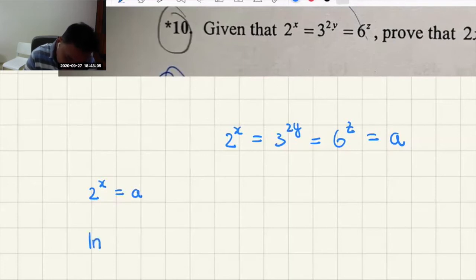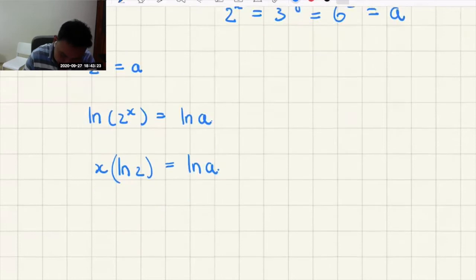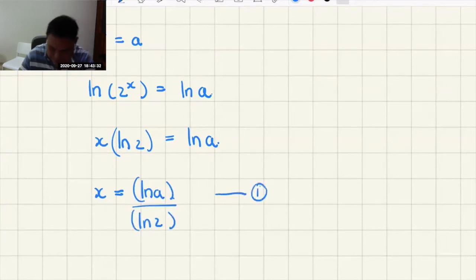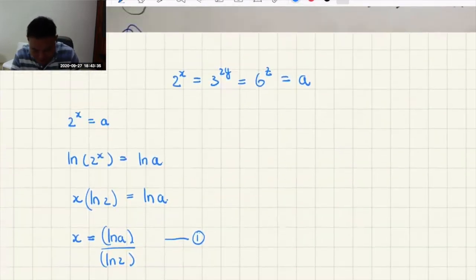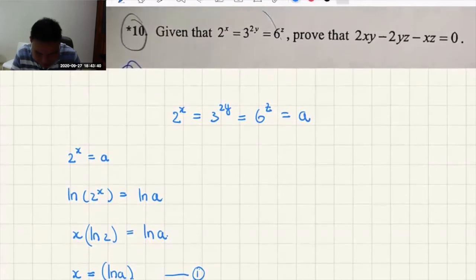We ln both sides. Ln 2 power x equals ln a. Then we are allowed to put the x outside. x ln 2 equals ln a. x equals ln a over ln 2. And we call this equation 1. We managed to get one equation from there.